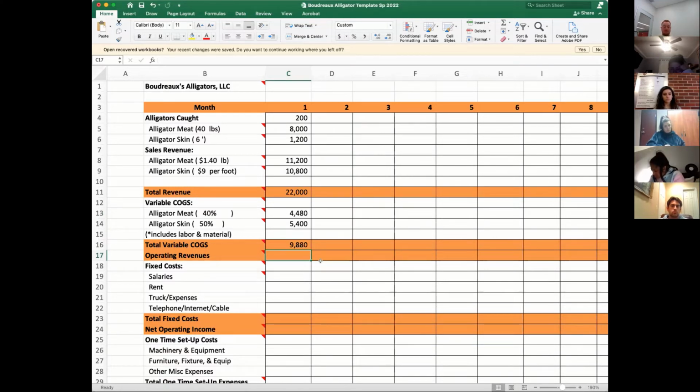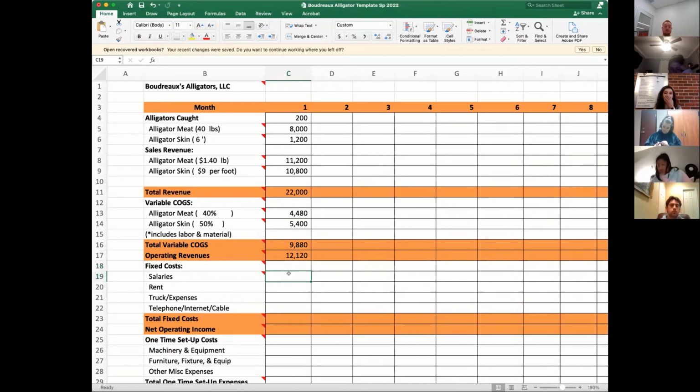And so if we look for operating revenues, we had $22,000 minus his variable costs. He now has $12,120. So what we did, up here we calculated his revenues. Here we calculated his variable costs. And now this is the money he's got against his fixed costs.